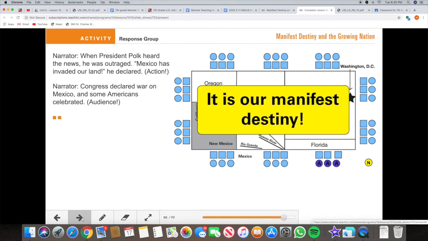Okay, at this point, it's probably good to know what that means. What's that vocab word again? Manifest destiny? Maybe go back and check it out.